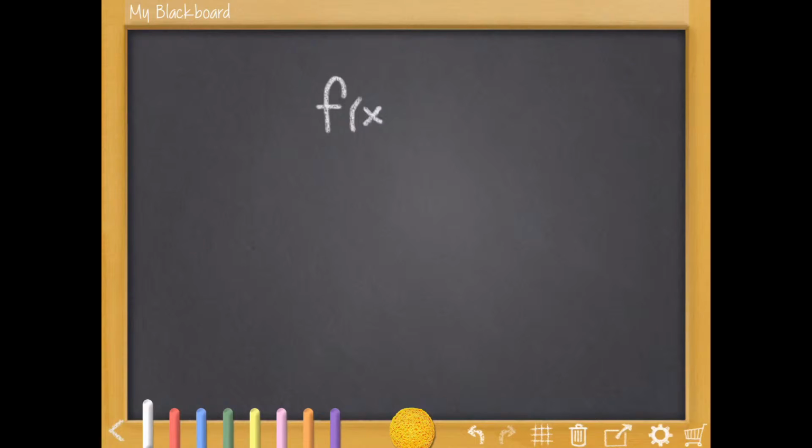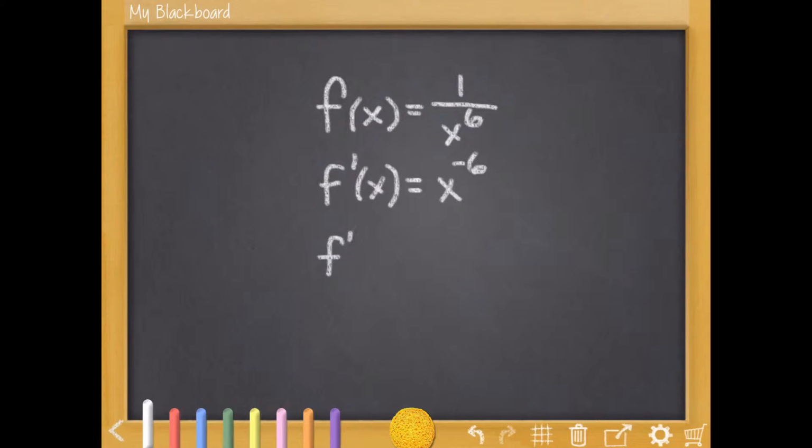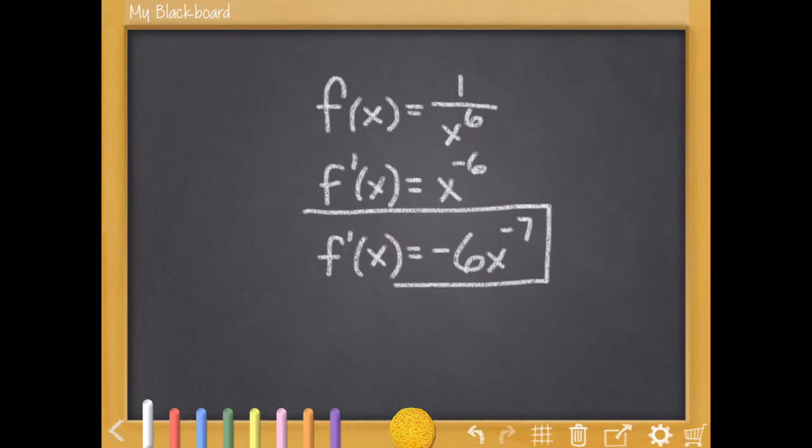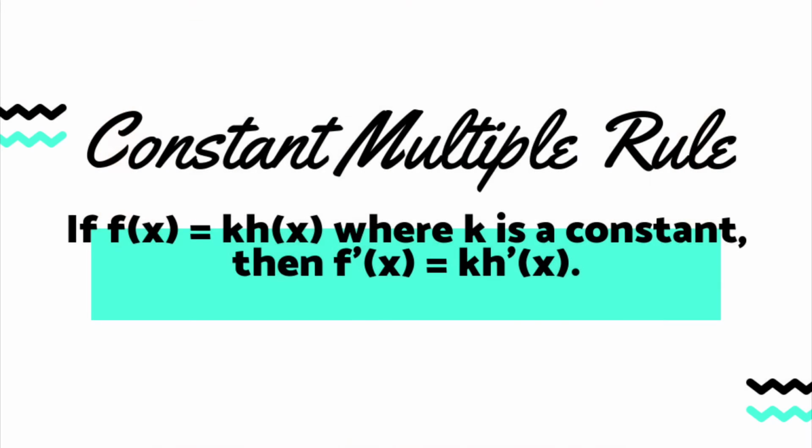For the last example, given f of x is equal to 1 over x raised to 6, which is also equal to x raised to negative 6. F prime of x is equal to negative 6x raised to negative 7 because negative 6 is subtracted by 1. So it becomes negative 6x raised to negative 7.